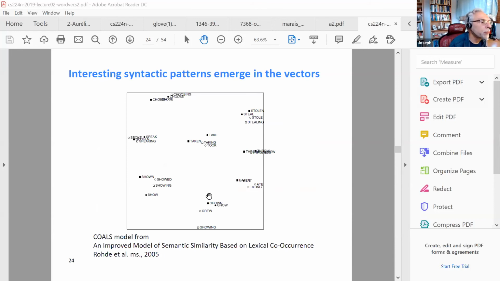Interesting syntactic patterns. You'll see in these notes that he often uses words like semantic and syntactic, syntax and semantics. So you should get those two words straight in your mind. And what I always remember is that semantics has to do with the meaning of a word, whereas the syntax has more to do with the structure of the language. So it has more to do with grammar.